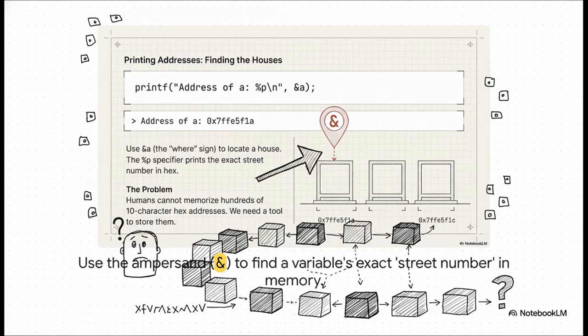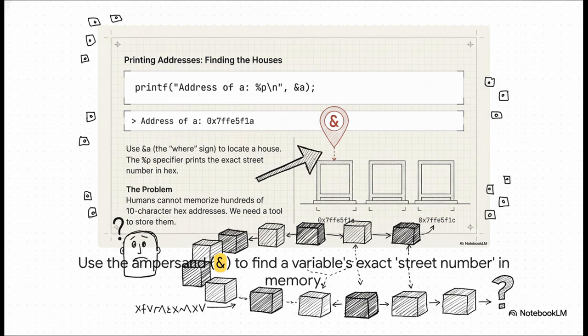Okay, so what if you actually want to find out the address of one of your houses? Well, there's this little symbol for that, the ampersand. I kind of like to call it the where sign, because it's literally asking the computer, hey, where is this variable located? And the program just spits back this super long hexadecimal address.